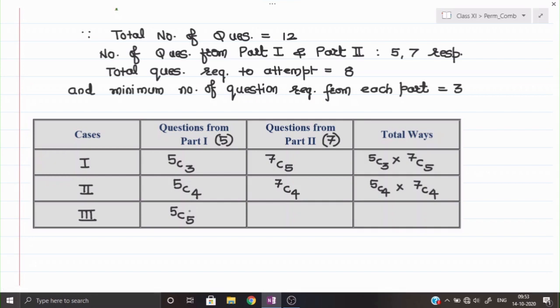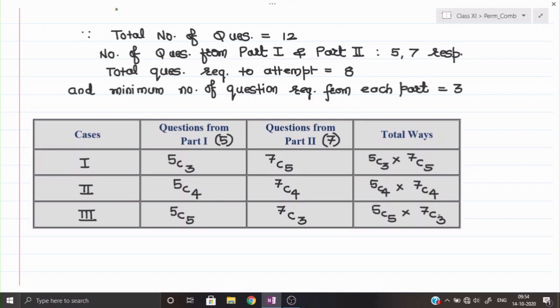So suppose all 5 questions I am taking from part 1, then the remaining 3 questions I will take from part 2, and here the combination could be 5C5 into 7C3. More than that, cases will not be possible, because in part 1 I have taken 3 questions, 4 questions, and all 5 questions.